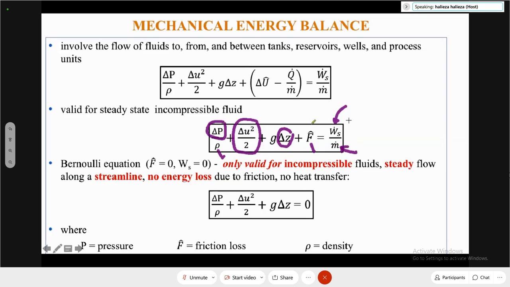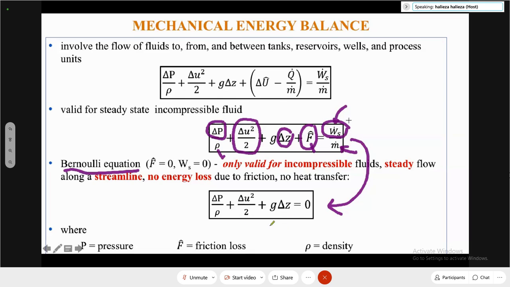So when there is zero friction loss and shaft work is zero, that equation will be converted to the Bernoulli equation. It's a very simple equation that has only pressure drop, difference in velocity, and a difference in height. That is the Bernoulli equation. That's the easiest.